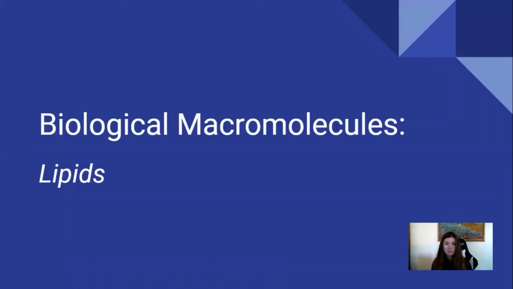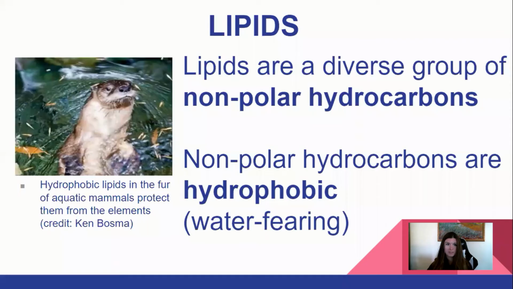So the next macromolecule type we're going to talk about are the lipids. Lipids are really defined by the way that they interact with water. The special characteristic that lipids have is that they're hydrophobic. They're not going to interact with water, and in fact, they're going to repel water. This is because our lipids are mainly made up of just carbon-hydrogen bonds, so we call them hydrocarbons mainly.